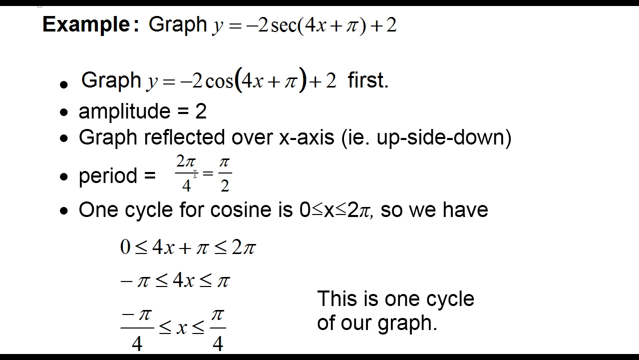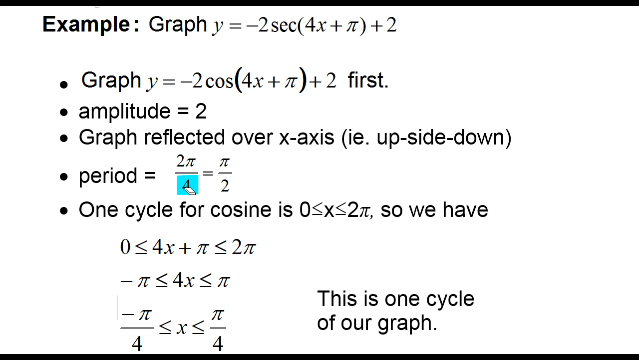The period is what I get when I take this number right here, and I take 2 pi divided by that number. So in this case, I get pi over 2, so that tells me the period is going to be pi over 2. But I do need to know where it starts and stops.